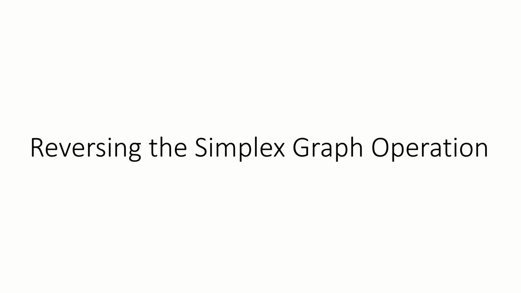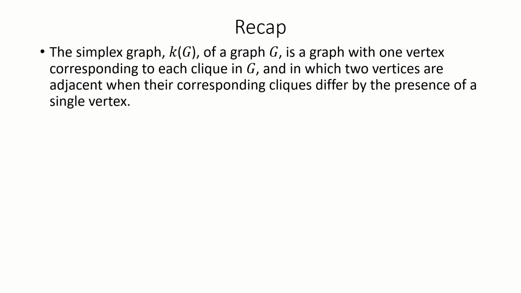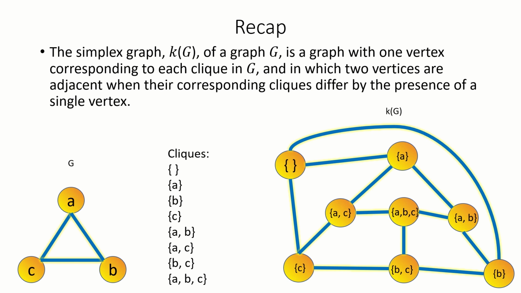Today we're going to look at how we can undo the simplex graph operation. To review, the simplex graph of an undirected graph G, denoted by K of G, is a graph whose vertices are the cliques of G, and in which two vertices are adjacent if their corresponding cliques in G differ by the presence of a single vertex.